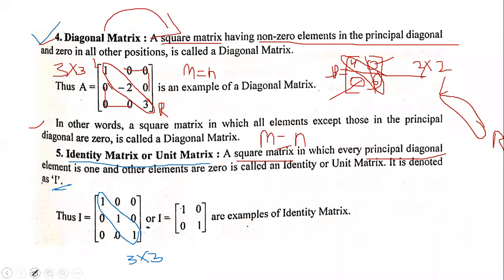Now let us consider this other example. Here it is a 2 by 2 matrix and here also the principal diagonal elements are 1. So this also can be called an identity matrix or unit matrix. Except for the principal diagonal, if every other element is 0, and the principal diagonal is 1, then it is known as an identity matrix. Understood?